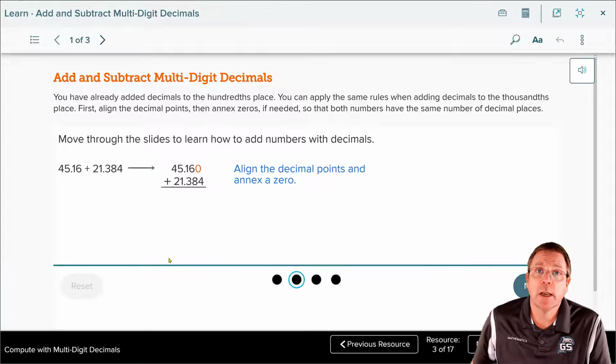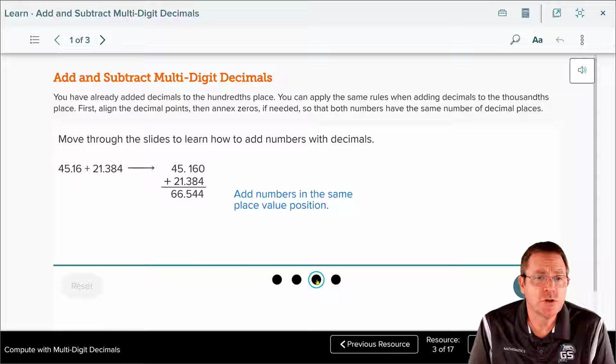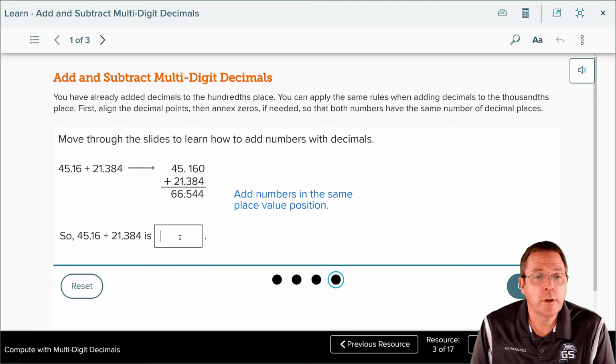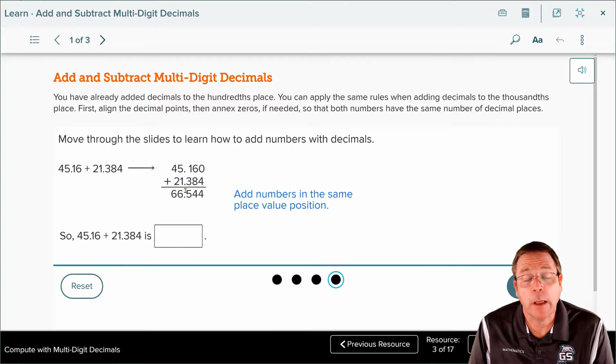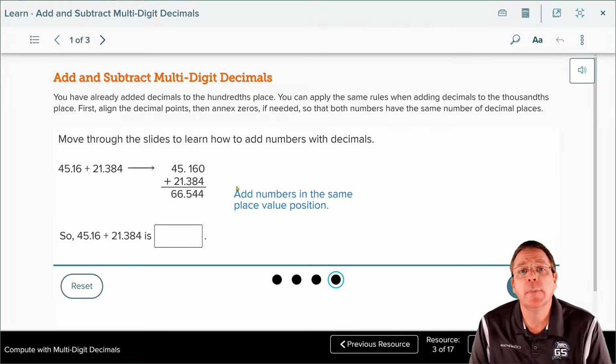That's what zero represents, nothingness. From there, you're going to add the numbers just like you would if it was a whole number. Only difference is now that decimal is going to come straight down, and of course you're going to want to circle your answer. So the final answer is, well, I'm not going to bother typing that in because they gave it to us right here. I mean, it's 66 and 544 thousandths. Easy math. Anybody can do this.